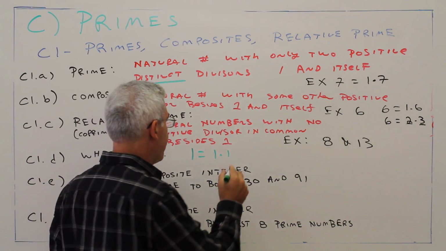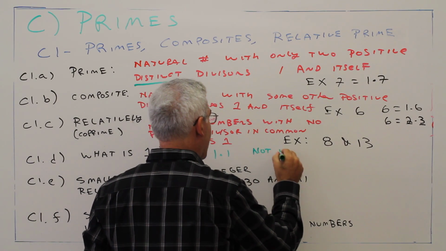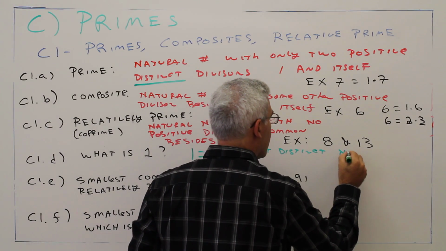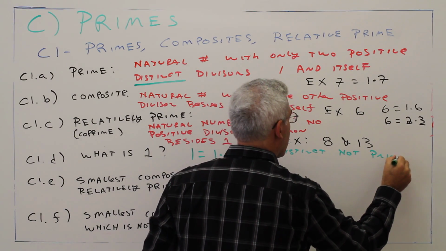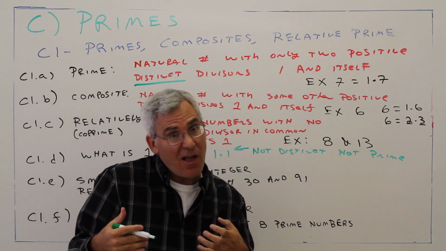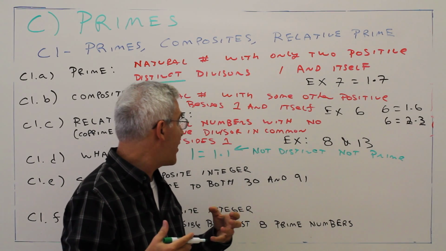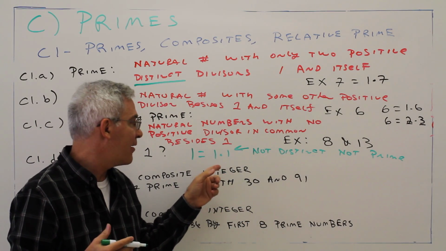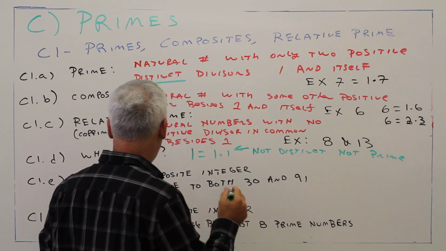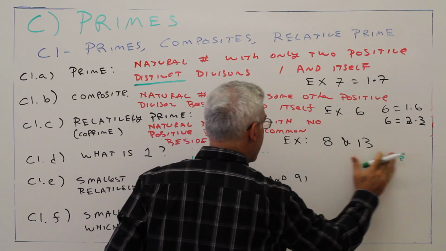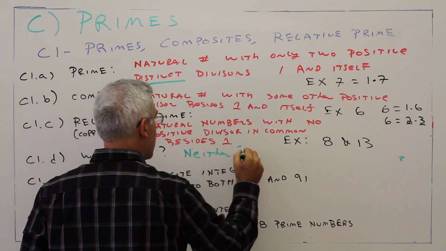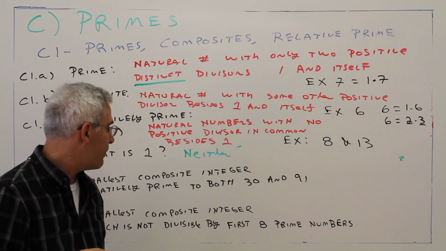So 1 and 1 are not distinct numbers, they're the same. So it's not prime. It's not distinct, so not prime. In order for it to be composite, it's got to have some other divisor besides 1 and itself. Well, it doesn't have that. So it's not prime, it's not composite. So the answer is 1 is just neither. It's not prime or composite.